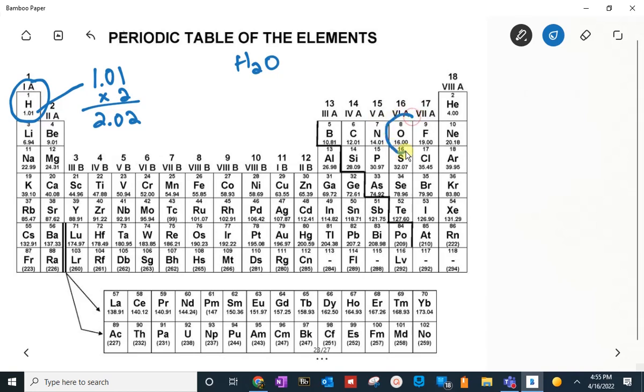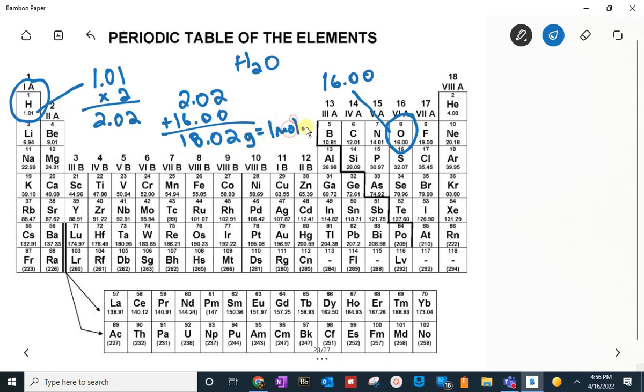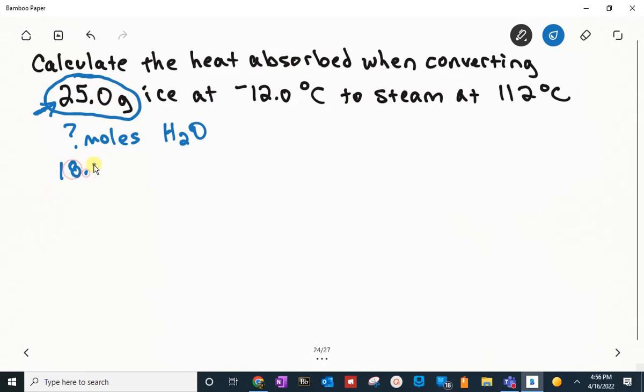And then we have oxygen over here, which the atomic mass is 16.00. So we take the 2.02 plus the 16.00, and we get 18.02. So if we just put grams at the end of that, 18.02 grams, that's going to equal 1 mole of water or of ice. So let's go back to our page. So we have 18.02 grams of H2O equals 1 mole of H2O.